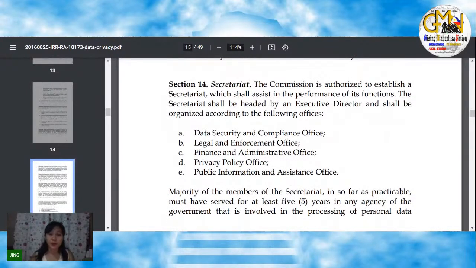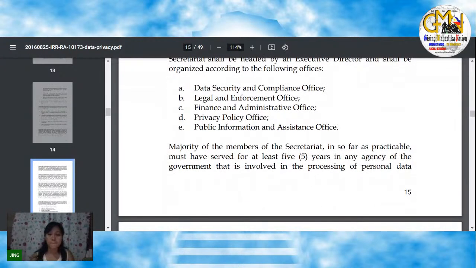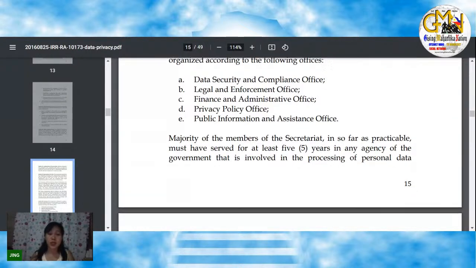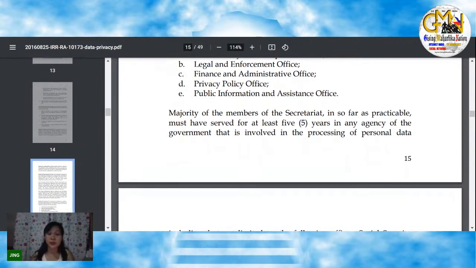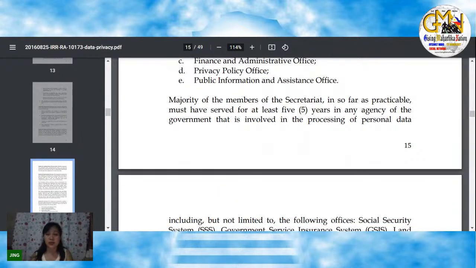Section 14. Secretariat. The Commission is authorized to establish a Secretariat which shall assist in the performance of its functions. The Secretariat shall be headed by an executive director and shall be organized according to the following offices. A. Data Security and Compliance Office. Letter B. Legal and Enforcement Office. Letter C. Finance and Administrative Office. Letter D. Privacy Policy Office. And letter E. Public Information and Assistance Office.